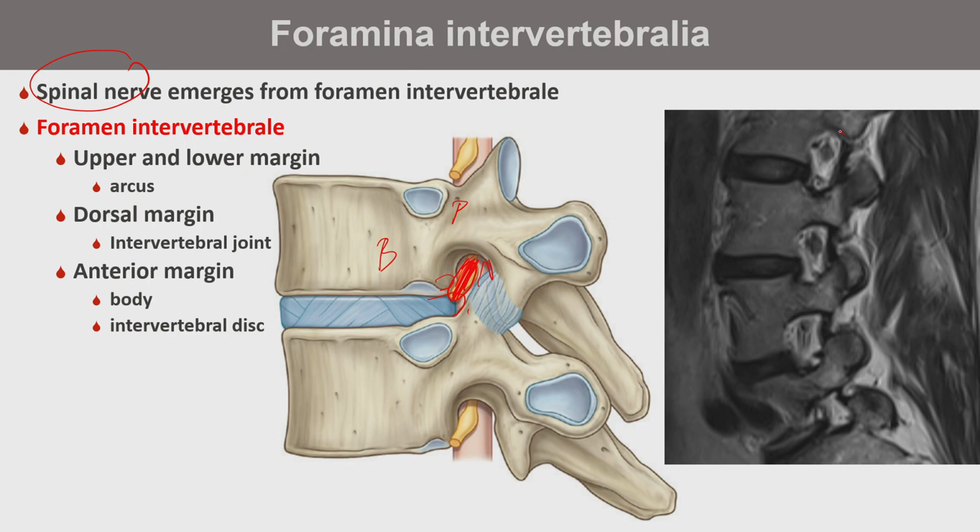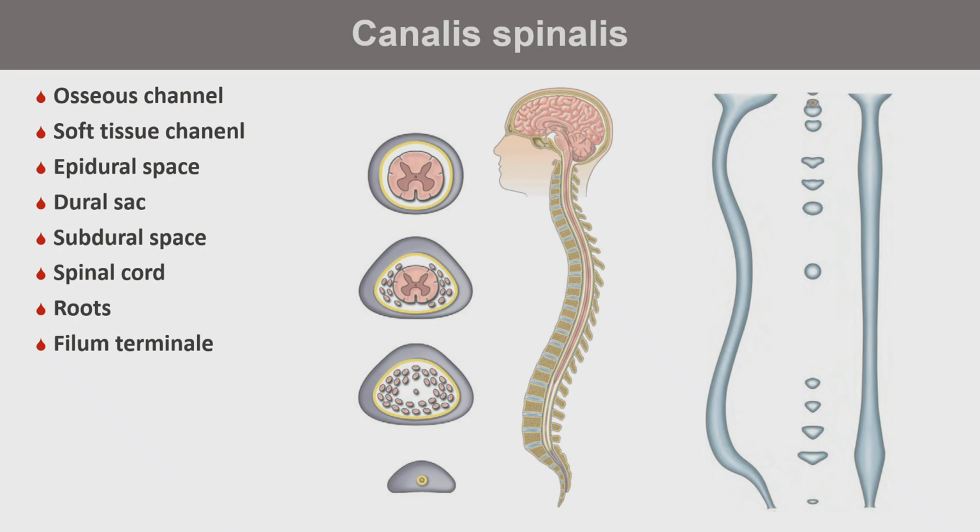So when we look here at the magnetic resonance, you can see here the spinal nerve, disc, body, arches, and intervertebral joint. So magnetic resonance is the ideal imaging modality which is able to show those structures and also to show if it is not compressed, the emerging spinal nerve.